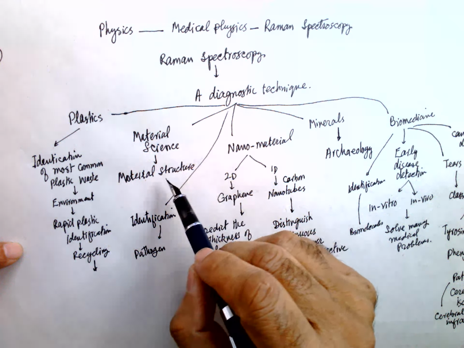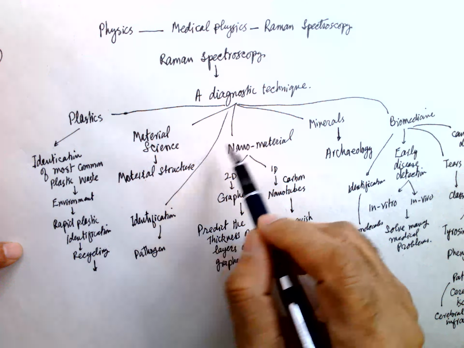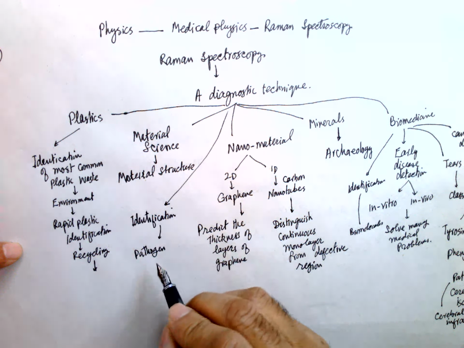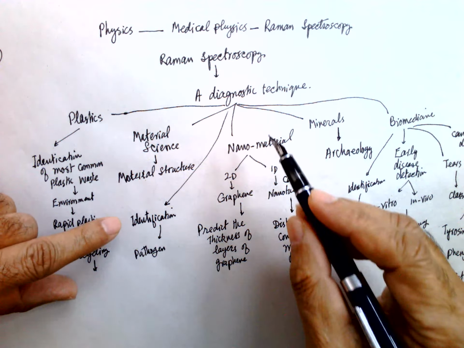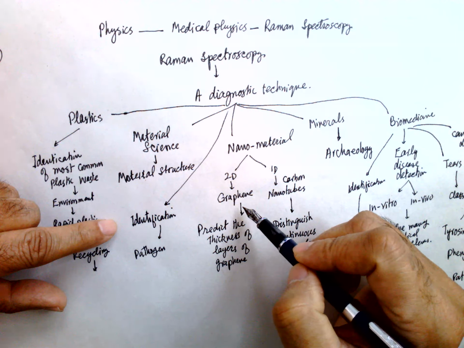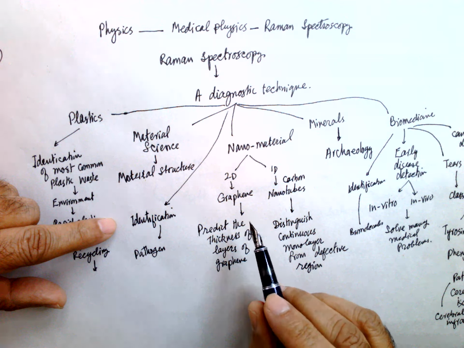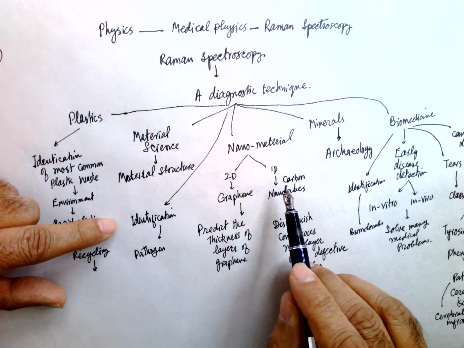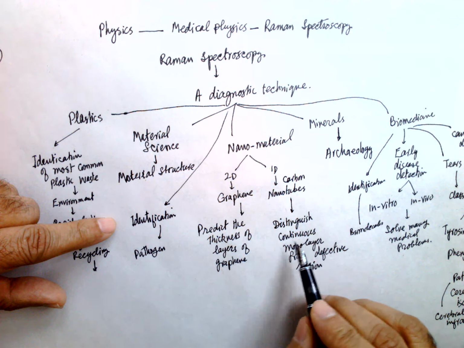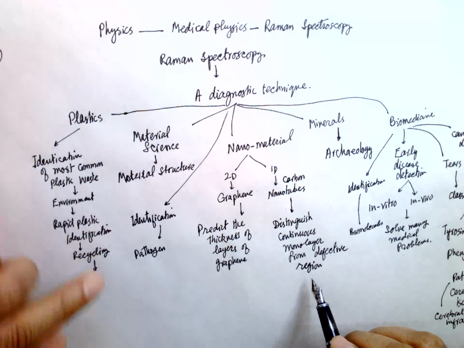In material science, it is used to identify the material structure, so it is very useful for material science, and also for identification of pathogens in medicine. In nanomaterials, in 1D structures and 2D structures, such as graphene, we can predict the thickness of the layers of the graphene using Raman spectroscopy, and also 1D carbon nanotubes, CNT. So it can distinguish the continuous monolayer from the defective region, which will be useful.